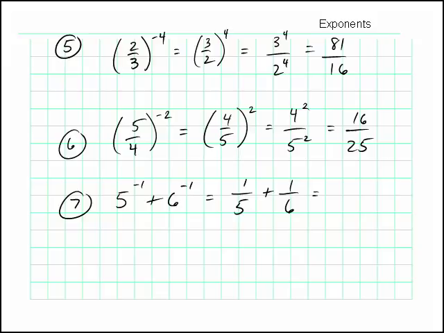Let's see, we need a common denominator. Let's do that. It'll be 30. I multiply this by 6 over 6, and this by 5 over 5. And that would be 6 over 30 plus 5 over 30, which is 11 over 30.